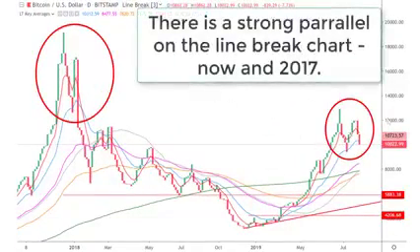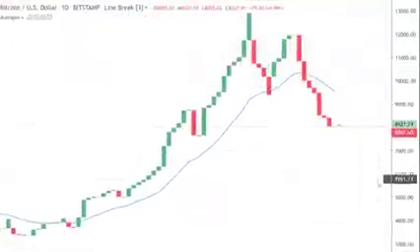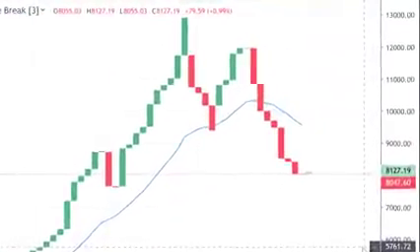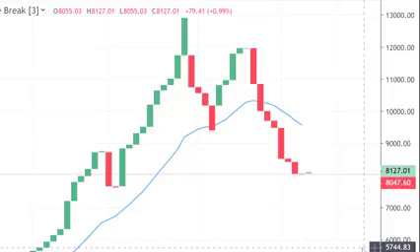So you can see the parallels and similarities. So very interesting pattern, very interesting chart. Let's take a look at the chart right now on Bitcoin. So this is what's happening on the line break chart on Bitcoin at the moment. In case you're wondering, this is set to the daily time frame chart.